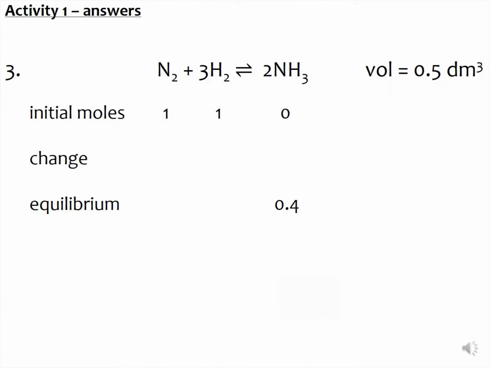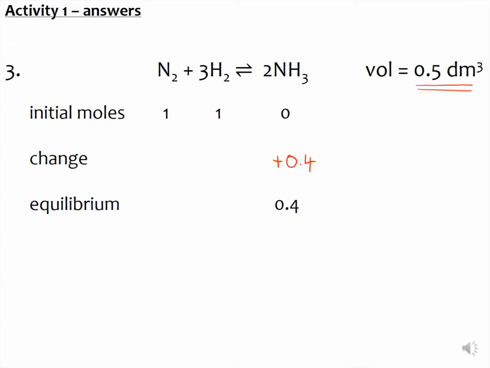And number 3, we've got N2 plus 3H2 in equilibrium with 2NH3. Same old, we've seen this equation loads of times before. We have a volume of 0.5 decimeters cubed, and we can start to fill in our ice table. So this time we've been given an equilibrium value for the products, so we can say here that the NH3 has gone up by 0.4 from 0.